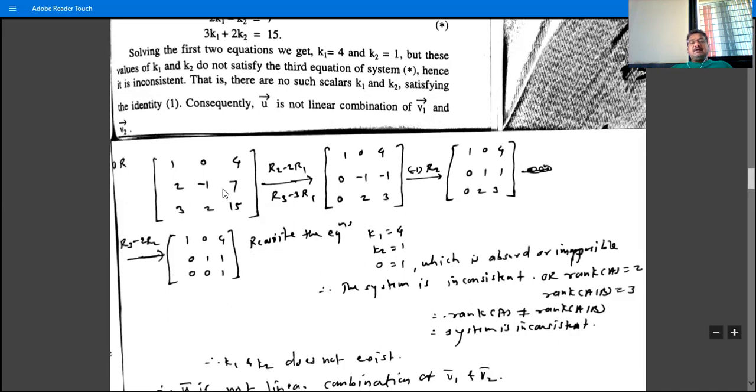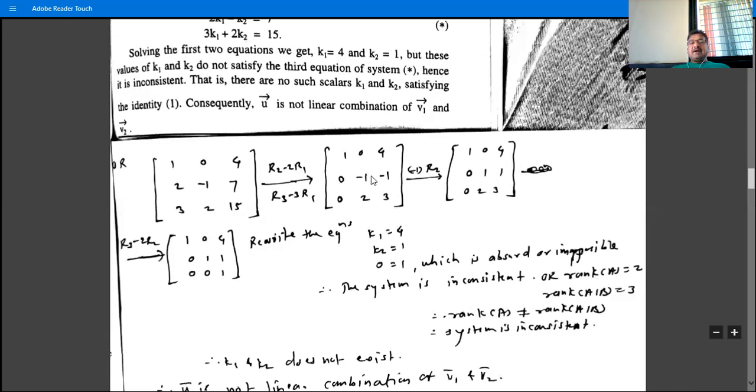This is the matrix AB, and now we have to reduce this matrix to echelon form. So here is 1, so we have to reduce this 2 and 3 to 0. So the operations are R2 minus 2 R1 and R3 minus 3 R1. So we have this matrix. First row as it is, second row we have 0, then minus 1, and minus 8 plus 7 is minus 1, then 0, 0, 2, and then minus 12 plus 15 is 3.